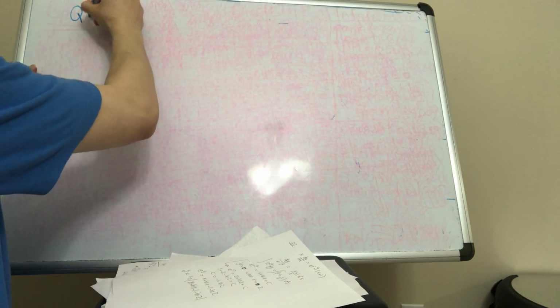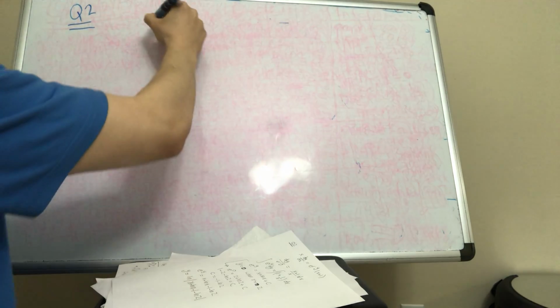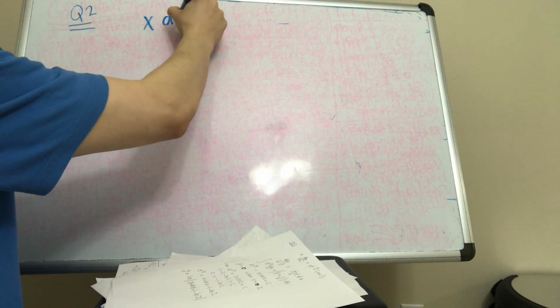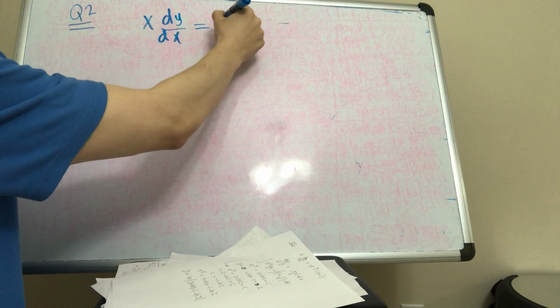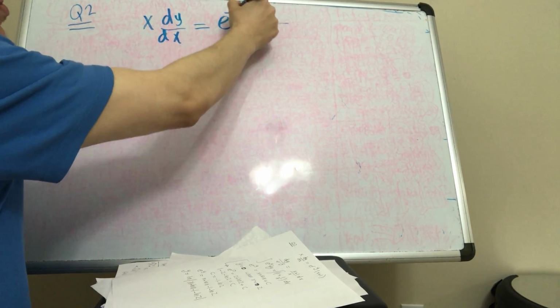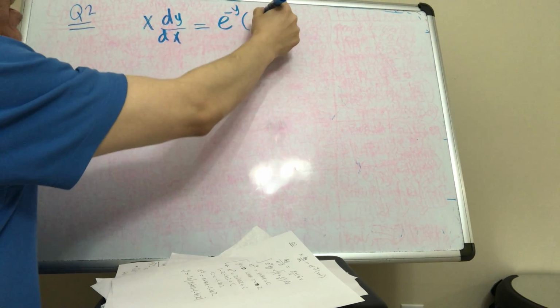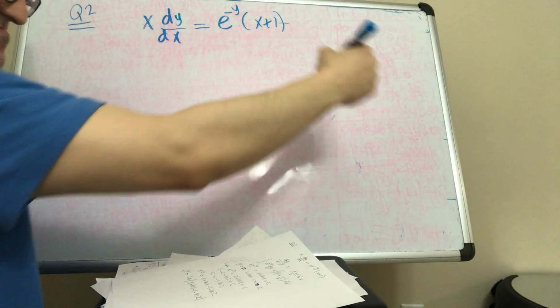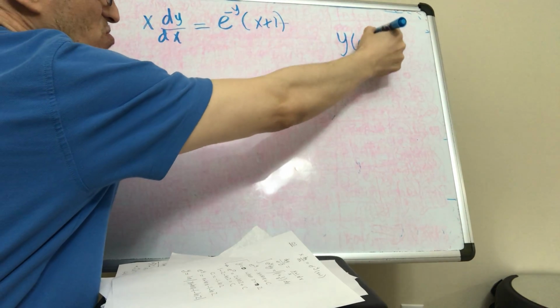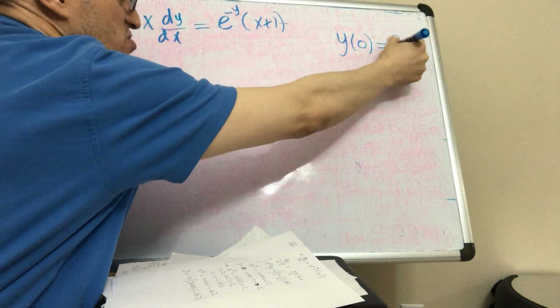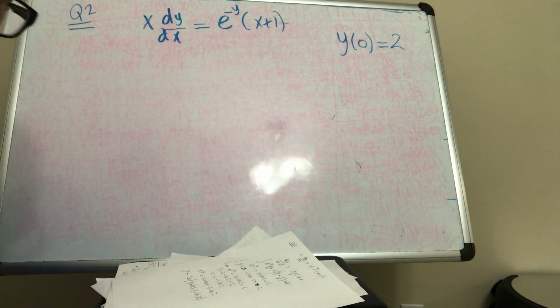Question number 2 is, this is really the start of differential equations. You have dy over dx equals e^(-y) times (x plus 1), and they tell you y at 0 equals 2. And they want you to solve for this.